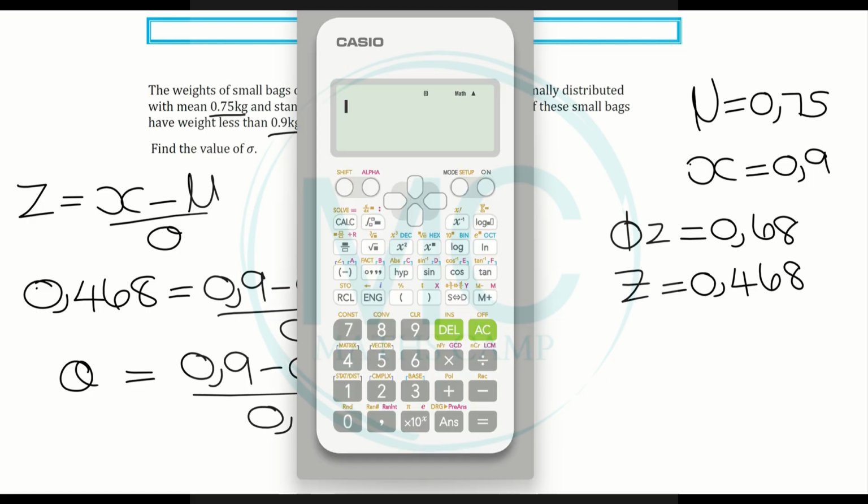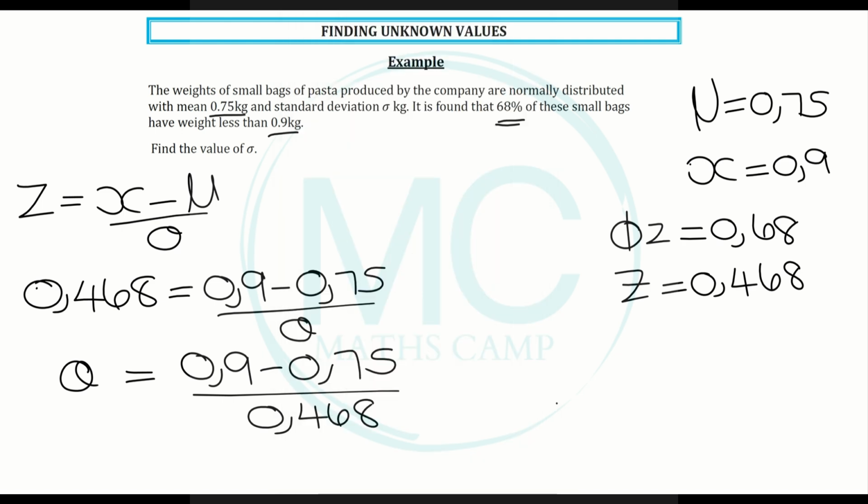Take my calculator. 0.9 minus 0.75 over 0,468 is equal to 0,3205 and so on. Always round off to 3 significant figures. And I can see that sigma is equal to 0,321.